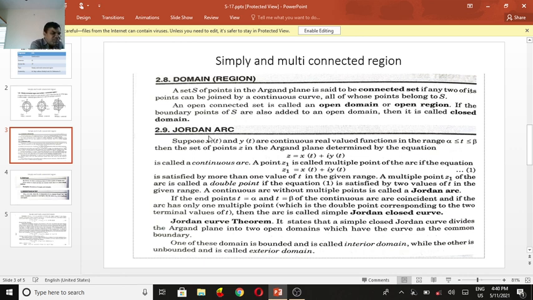This is simply called the Argand plane or complex plane. A set S is said to be connected if any two points can be joined by a path, with all the points lying within the set S.